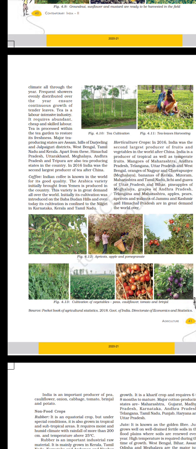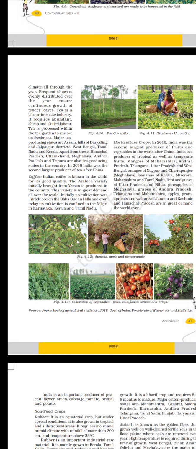The Arabica variety, entirely brought from Yemen, is produced in the country. This variety is in great demand all over the world. Its cultivation was first introduced on the Baba Budan hills, and even today its cultivation is confined to the Nilgiri in Karnataka, Kerala, and Tamil Nadu. Take a look at figure 4.10, tea cultivation.